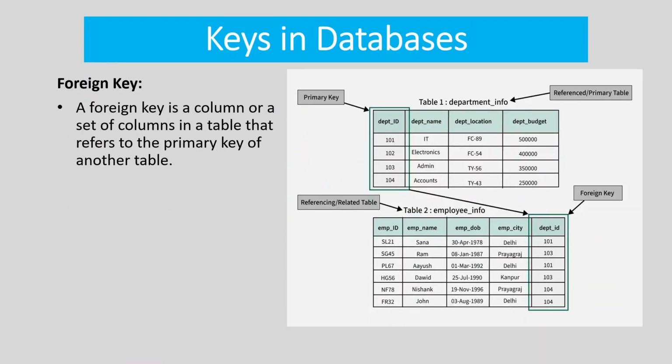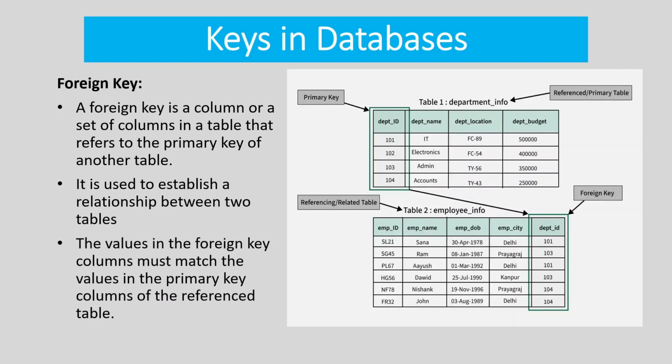Next is a foreign key. A foreign key is a column or a set of columns in a table that refers to the primary key of another table. It is used to establish a relationship between two tables. The values in the foreign key column must match the values in the primary key column of the referred table. On the right, in this example, you have two tables, one for department, the other one for employees.